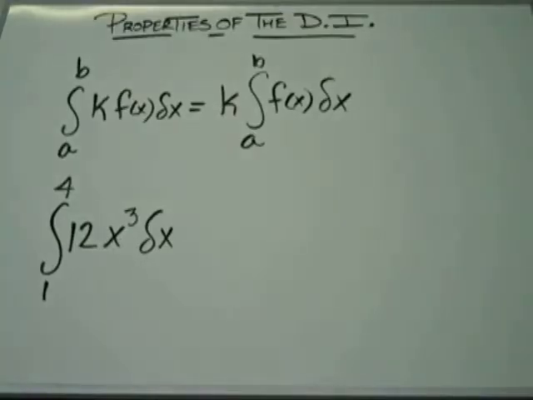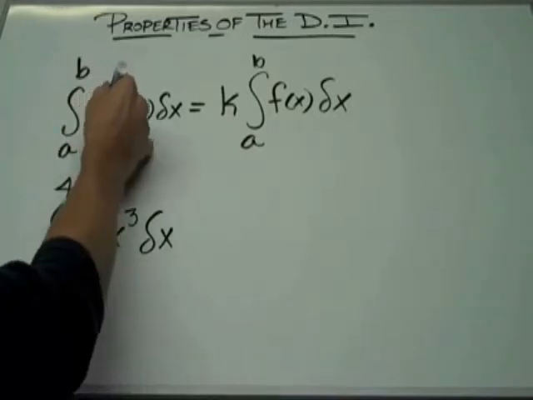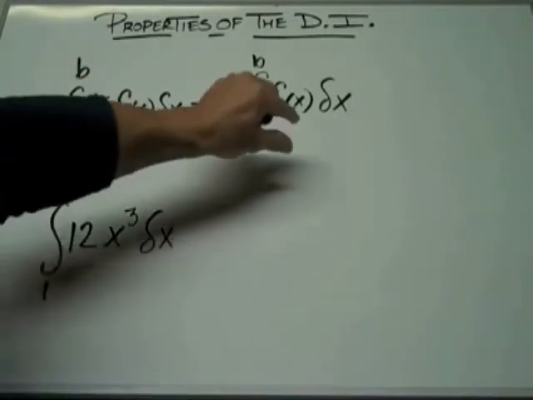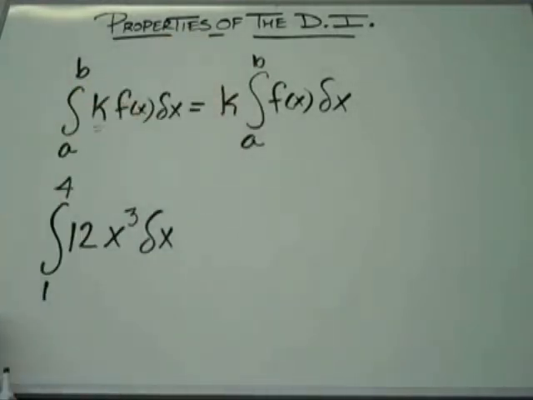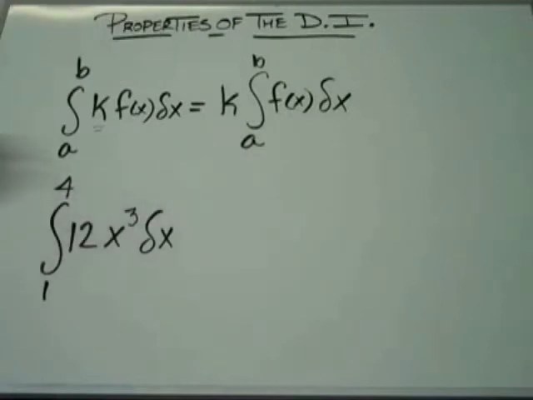As we continue on with our properties of the definite integral, I should hope that this particular property is of no surprise to anyone. If we're integrating from a to b of k f of x dx, where k is some constant, then we can pull the constant outside of the definite integral to make it k times the integral a to b f of x dx.